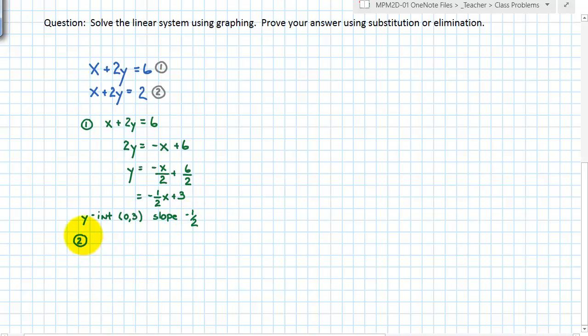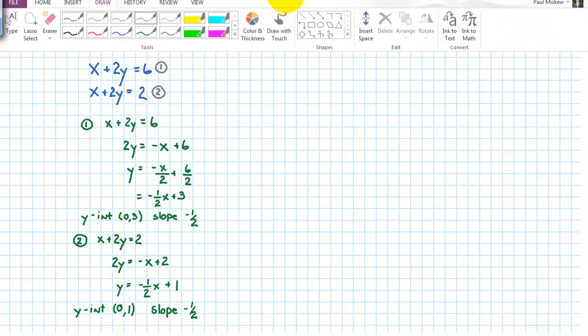So now let's do that for the second equation. So x plus 2y equals 2. So we get 2y is equal to minus x plus 2. And we can do this now in one step. Divide the whole side by 2. And so we see now we have a y-intercept of (0, 1), and we have a slope of -1 over 2. So now we want to graph this.